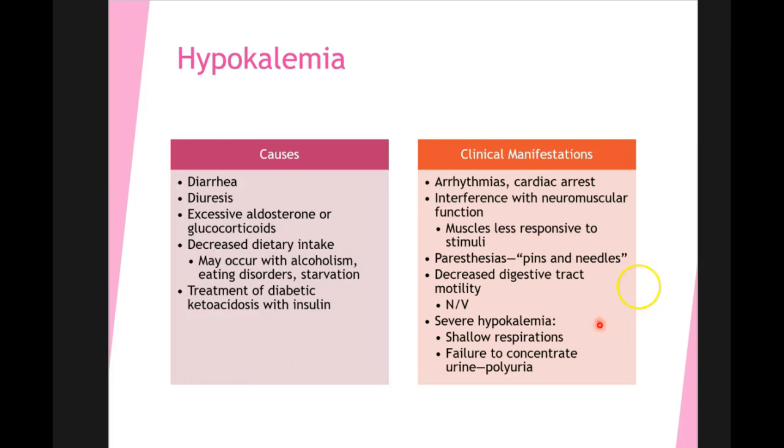The effects of hypokalemia include cardiac dysrhythmias, and they're generally serious ones. On an EKG, well, we'll talk about it on the next slide. Let's talk about the other stuff. So there's an interference with neuromuscular functions because the muscles are less responsive to stimuli. Remember, potassium determines the membrane potential. So if you have a lower level of potassium, the muscle is less likely to respond to the impulse.